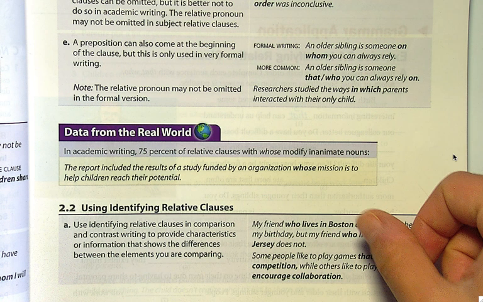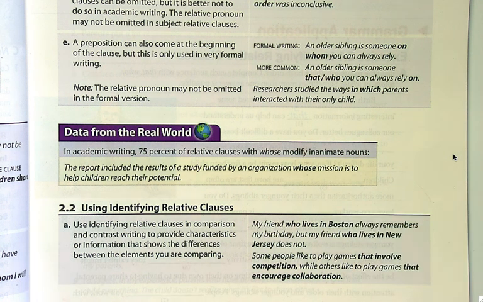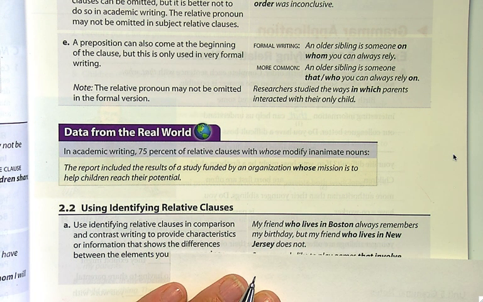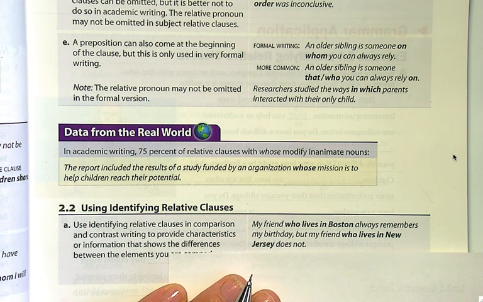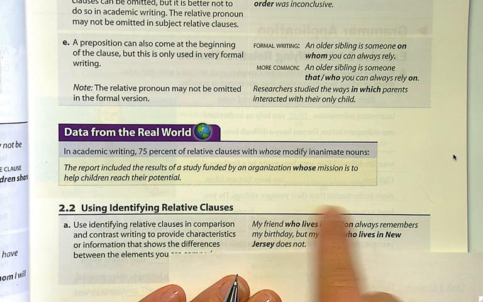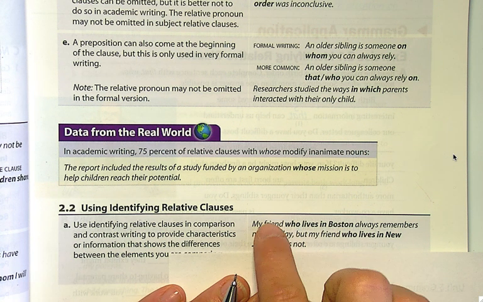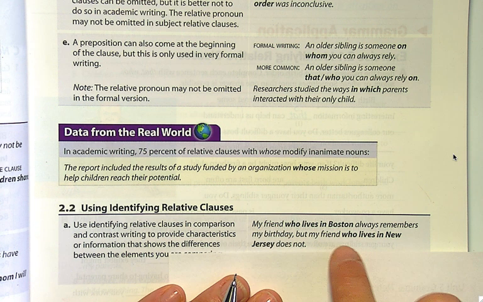For example, if we look at example number 1, my friend who lives in Boston always remembers my birthday, but my friend who lives in New York does not. In this case, we have two different friends, and we've got friend who lives in Boston compared with friend who lives in New Jersey. I didn't tell you their names, so this information is necessary, it's required. It helps us identify which friend we're talking about in the first part and which friend we're talking about in the second part.